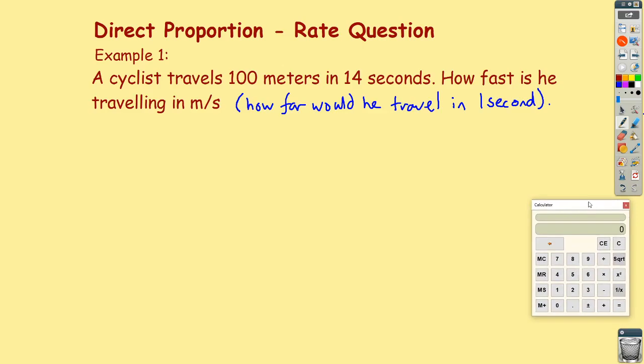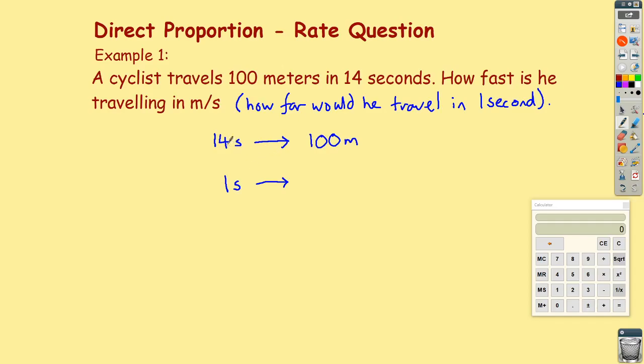First thing we're going to do is create a ratio-like set out. So we know how far a cyclist travels in 14 seconds. He travels 100 meters. What we want to know is how far will he travel in 1 second. I'll use this little arrow here rather than an equal sign, because saying 14 seconds equals 100 meters doesn't make a whole lot of sense.